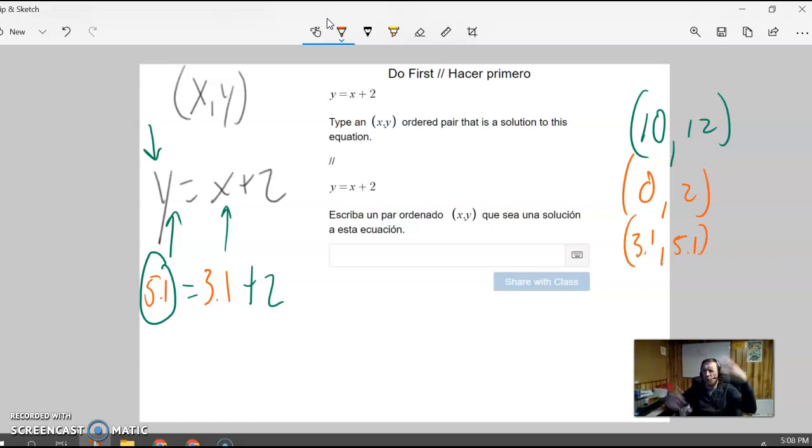All right, so hopefully you're seeing you are choosing an ordered pair that works in this equation and that numbers are endless, right? We could put 1,000 in here. What's 1,000 plus 2? 1,002. So our ordered pair would be 1,000, 1,002. All right.